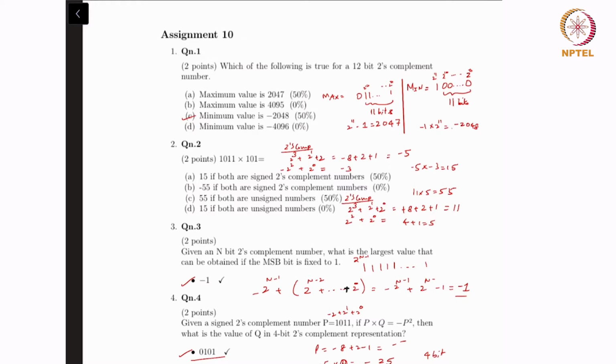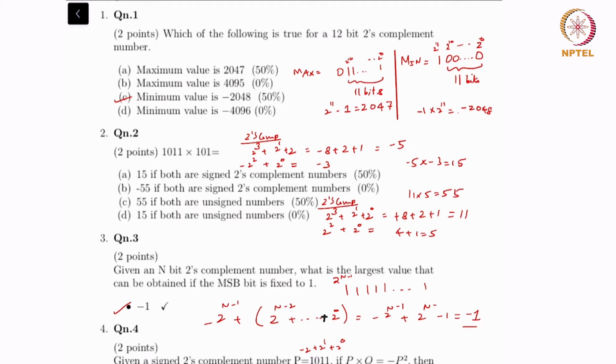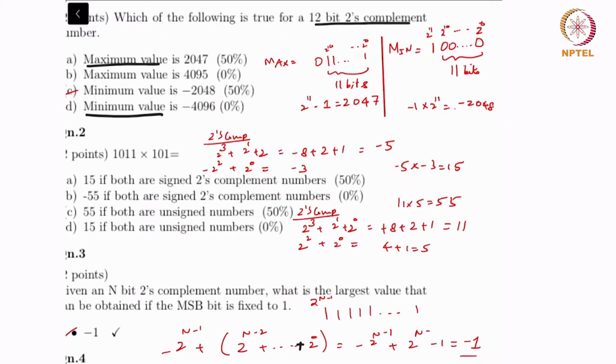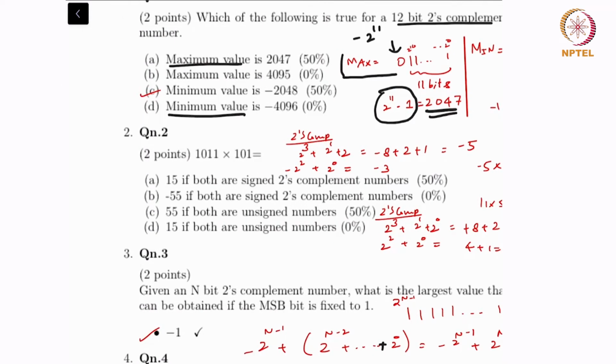Question 1. Which of the following is true for a 12-bit 2's complement number? Basically, we'll have to calculate the maximum value and the minimum possible value for a 12-bit 2's complement number. As you can see here, the maximum value is 0 followed by all ones, as the first bit is always minus 2 power 11 in this case, and hence the maximum value would be 0 followed by all ones. Now the decimal equivalent for that is 2 power 11 minus 1, which gives 2047, and hence option A is right.